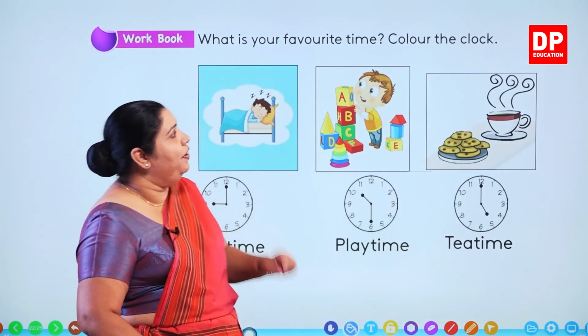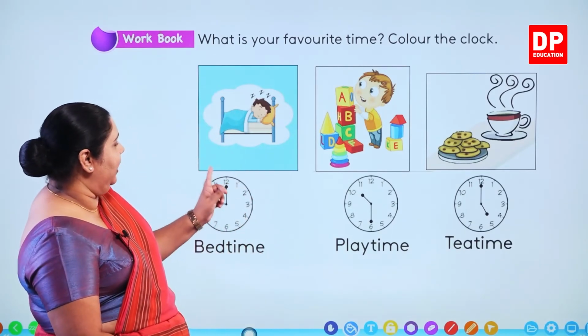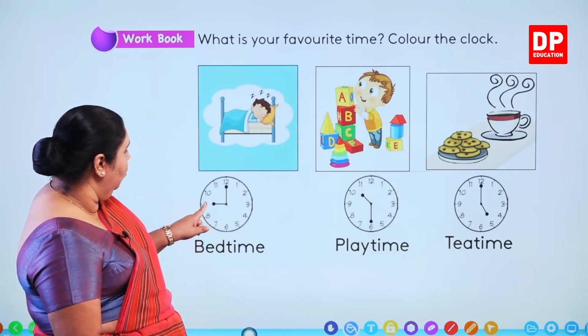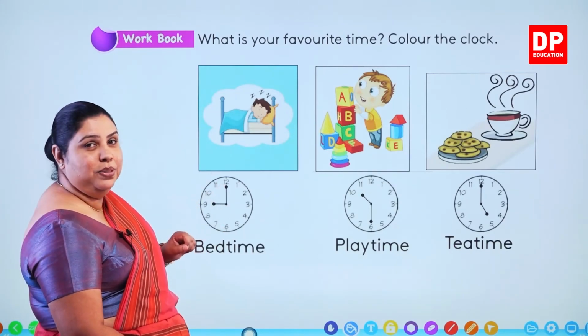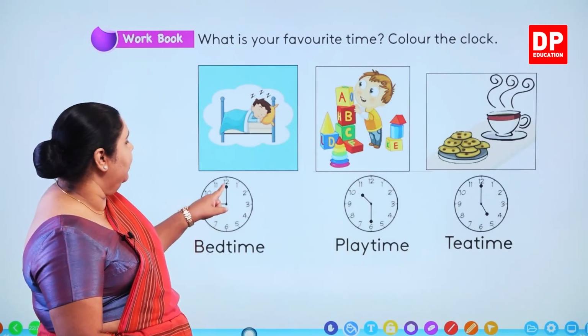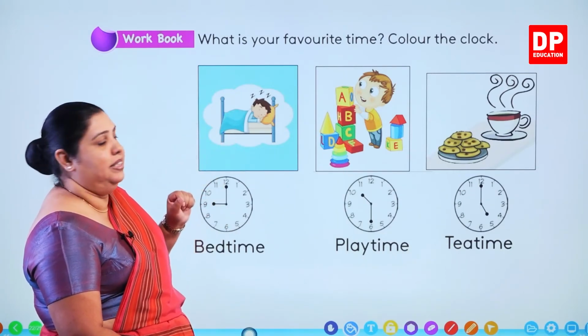What is your favorite time? Color the clock. Now look at this. Bedtime. What is the bedtime? Oh, 9 o'clock. Can you see? 9. The short hand is in number 9. The long hand is in number 12. It is 9 o'clock and bedtime.